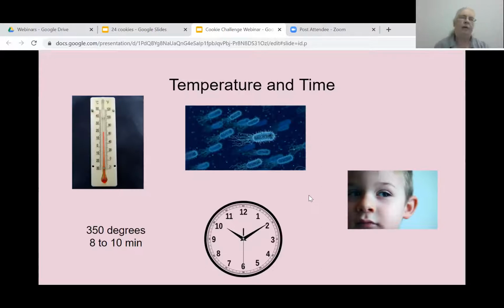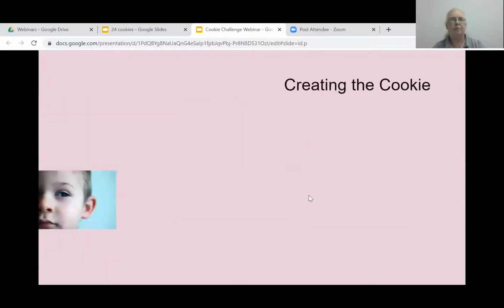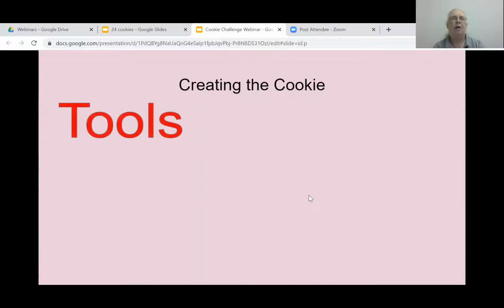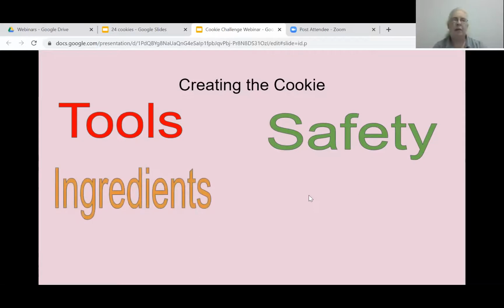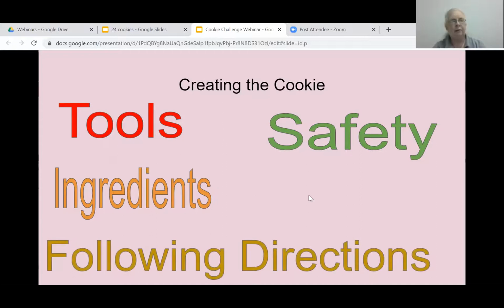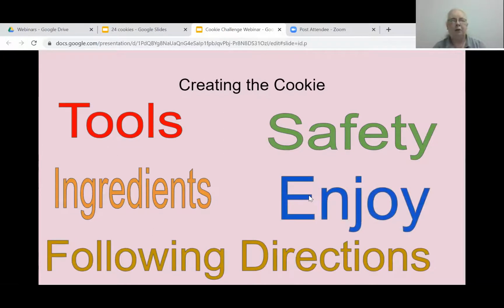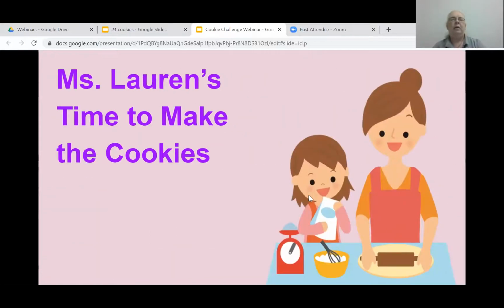Now that I've talked about all these different things, the science is done. It's time to start thinking about creating the cookie. Gather all your tools. Remember your safety. Get the ingredients to make your recipe. Follow the directions and enjoy. Now it's time for Miss Lauren to take you to her kitchen, and she is going to make cookies with you. I hope you're as excited as I am.